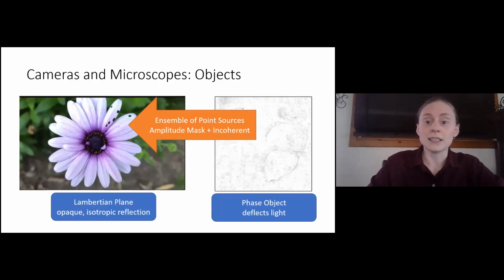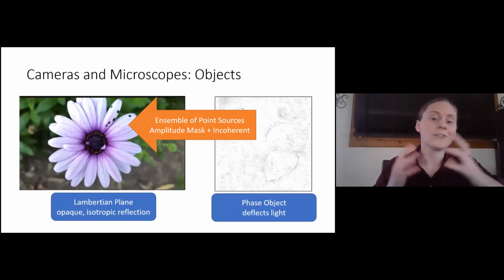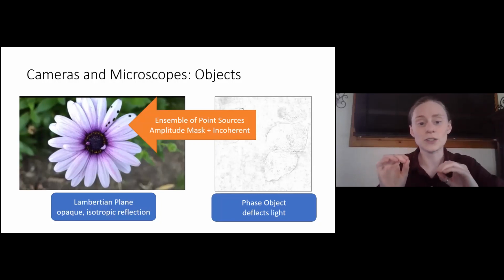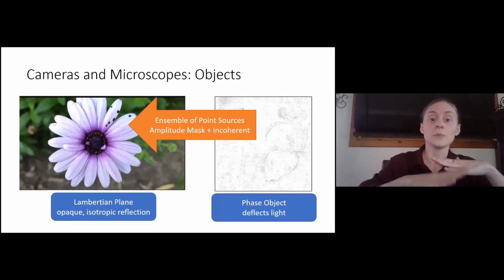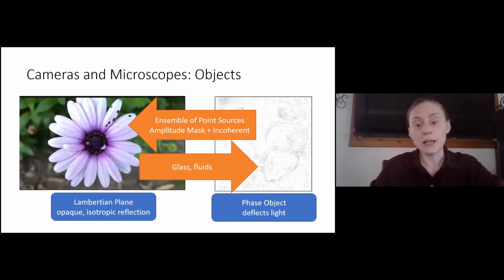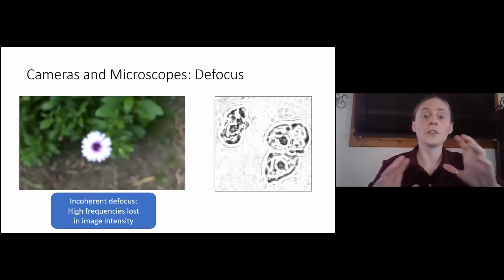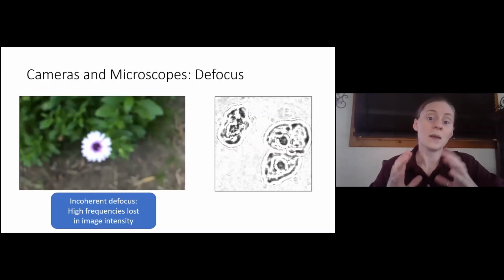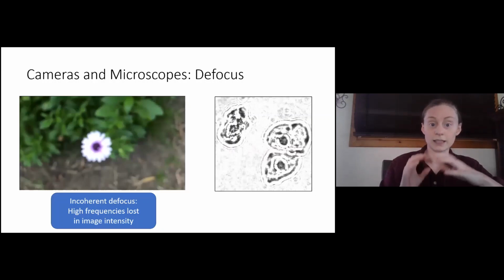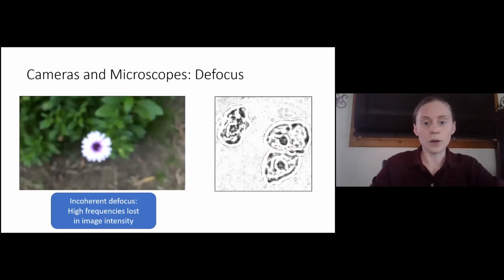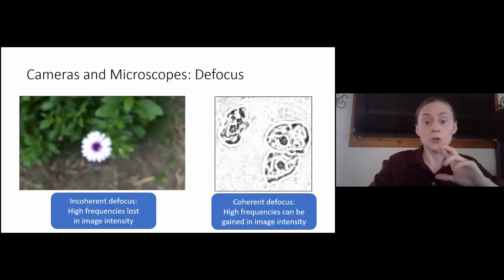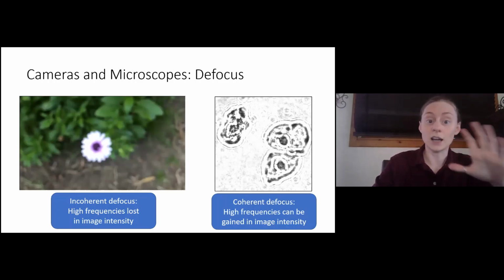For example, someone from a microscopy background might think of the photographic scene as a dense collection of point sources or an amplitude mask that's illuminated by an incoherent source. Likewise, photographers can think of phase images as photos of glass objects or fluid surfaces. Now, the difference in the effective defocus comes down to the coherence of the illumination. Photographic scenes are almost always incoherent, and this leads to a loss of high frequencies in the image under defocus. But coherent defocus can actually create new high frequency features in the intensity, not in the field, but in the image intensity.